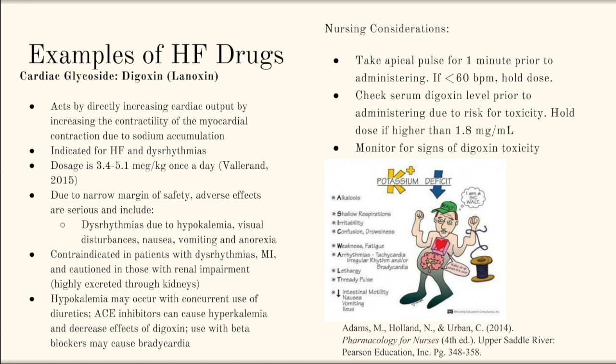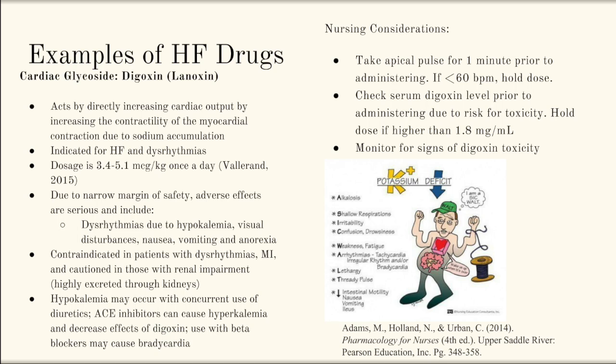Digoxin falls under the cardiac glycoside class. The dosage is 3.4 to 5.1 mcg/kg once a day. Due to narrow margin of safety, adverse effects are serious and include dysrhythmias due to hypokalemia, visual disturbances, nausea, vomiting, and anorexia. Hypokalemia may occur with concurrent use of diuretics. ACE inhibitors can cause hyperkalemia and decrease effects of digoxin. Use with beta blockers may cause bradycardia.